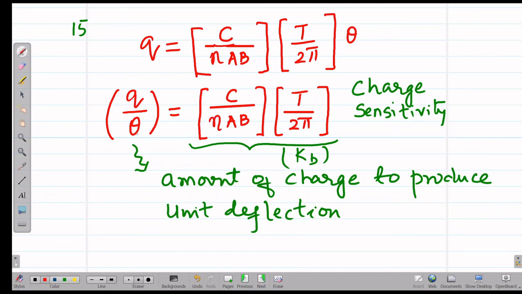Q divided by theta, which is the amount of charge to produce unit deflection, is called charge sensitivity.